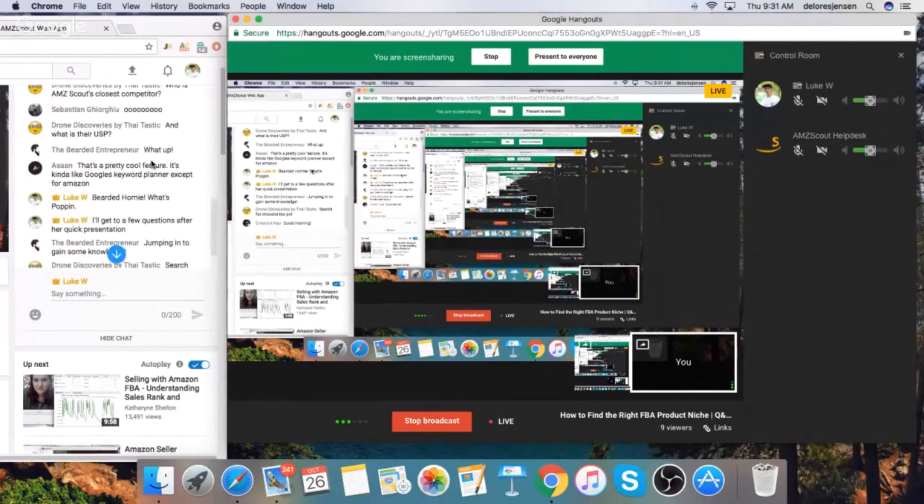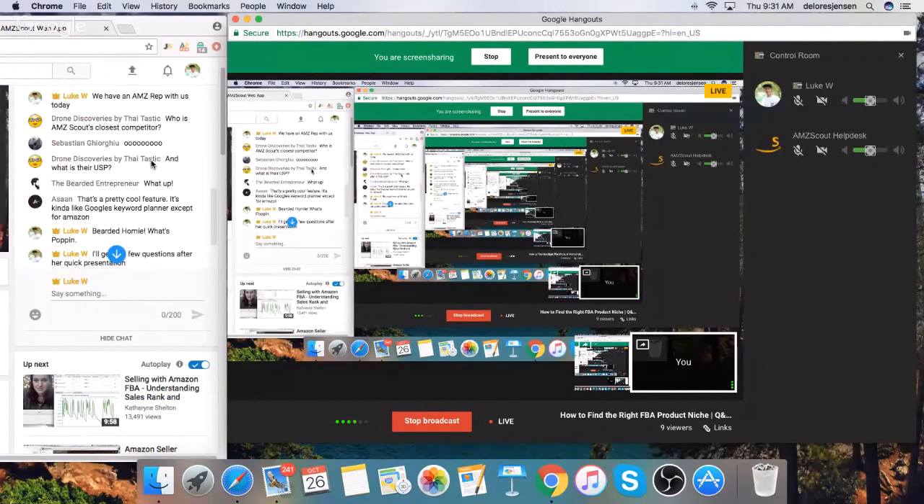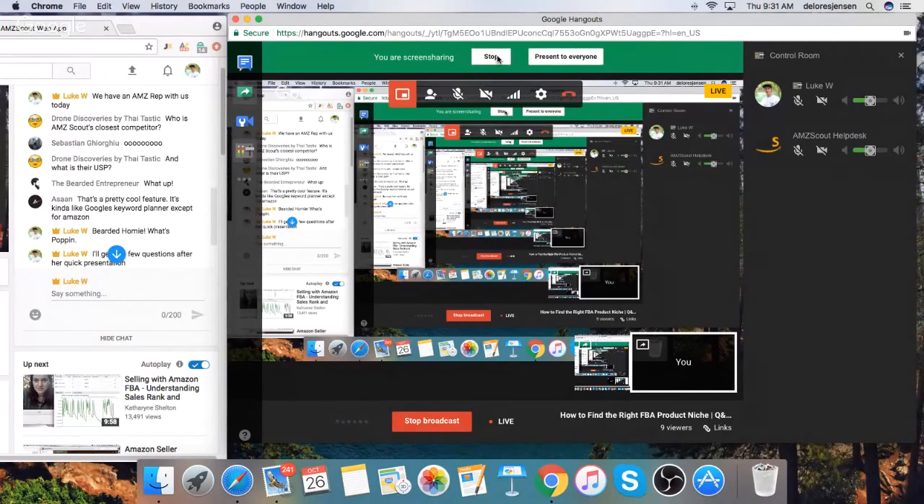So I may just have to read them off as they come, because it looks pretty crazy with that screen share. Okay, you can read them out loud.